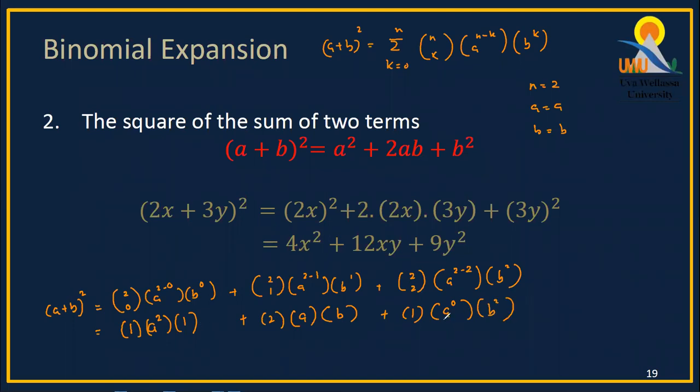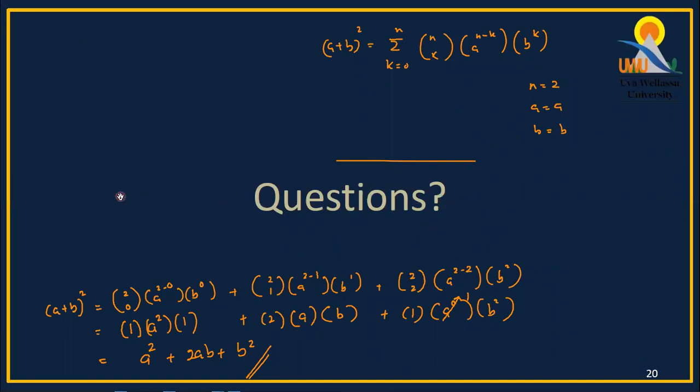A to the power 0 itself equals 1. Therefore, we can take this as 1 times a squared, that is a squared, plus 2ab, plus b squared, will be the answer for this expansion. Using this concept, we obtain the answer for this (2x plus 3y) squared in the previous one also. After obtaining this equation, you can directly perform the substitution.